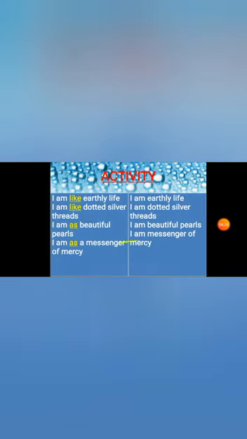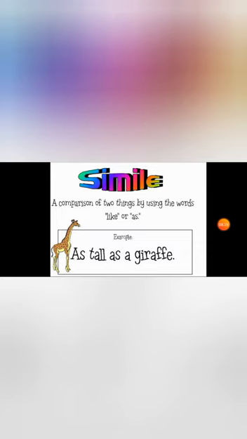Okay. So the first one is simile, as you have guessed correctly. What is a simile? It is a comparison of two things by using the words like or as. Just as in the poem it is said, my love is like a red, red rose. My love is like a sweet melody, right? So, such kind of words, when we use them for comparison, we get the poetic device simile. An example is given. I am as tall as a giraffe.